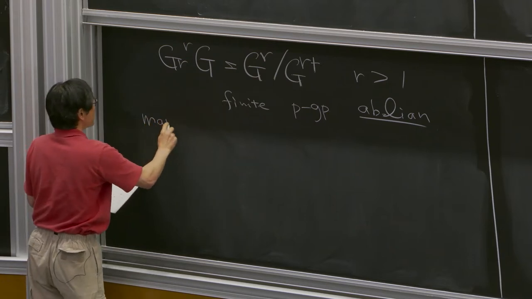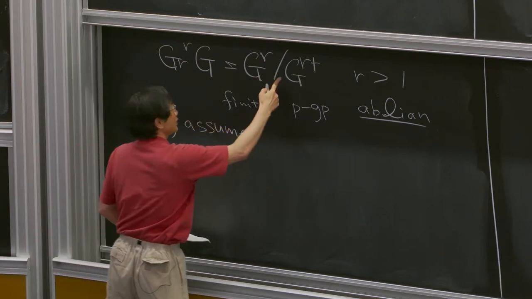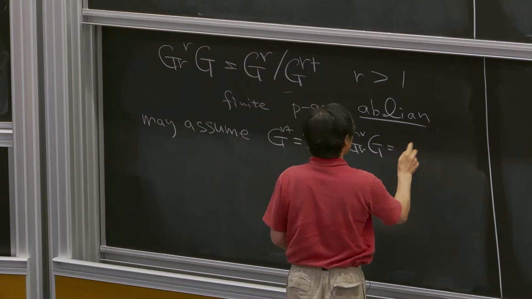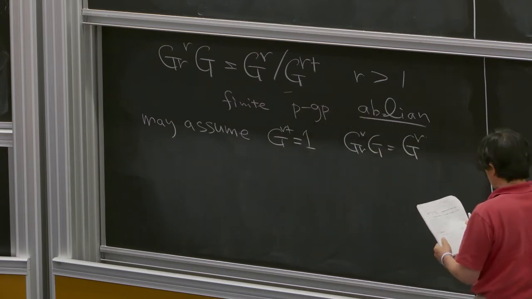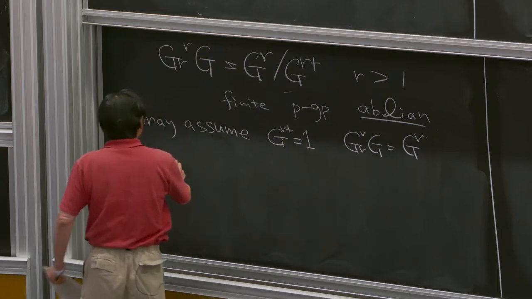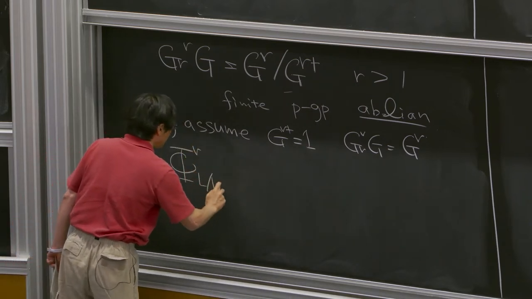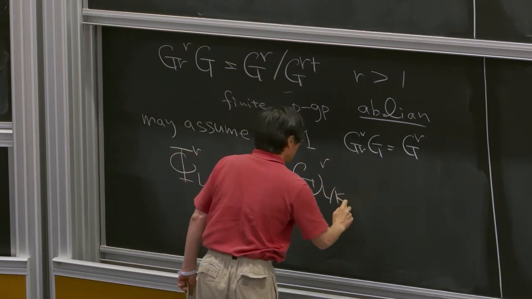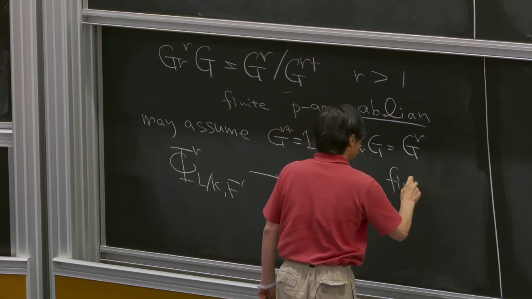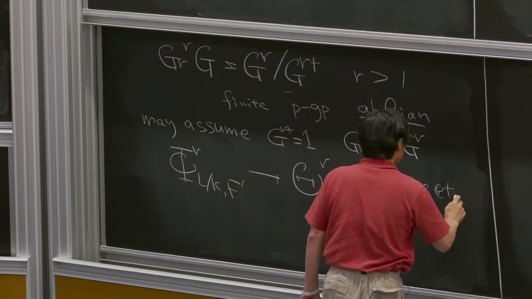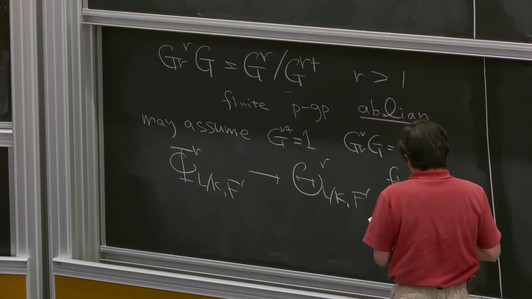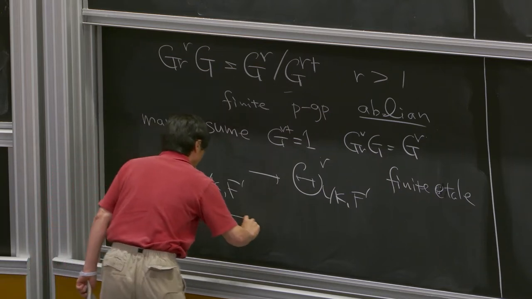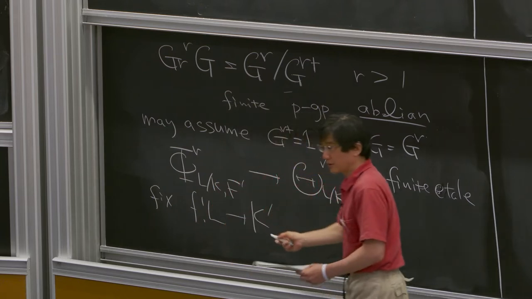And we know that we may assume this is trivial, so this graded piece is in fact the last piece of the filtration. To study this, we constructed yesterday this finite étale cover. Further, we fix some embedding of our Galois extension into a sufficiently large field.